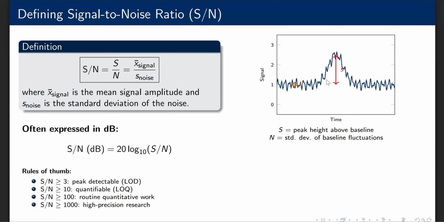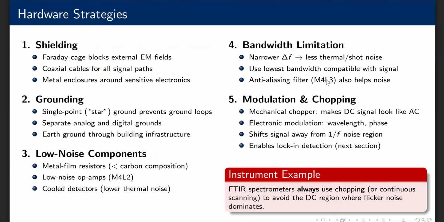So the rules of thumb for interpreting signal to noise is that at least 3 and a peak is detectable. That's the LOD criterion. At least 10 and it's quantifiable, the LOQ. 100 or more is routine quantitative work. 1,000 or more is high precision research. These numbers should feel familiar. LOD equals 3 times sigma from module 1 is literally a minimum signal to noise ratio of 3. Module 1 and 4 are talking about the same thing, but from different angles.